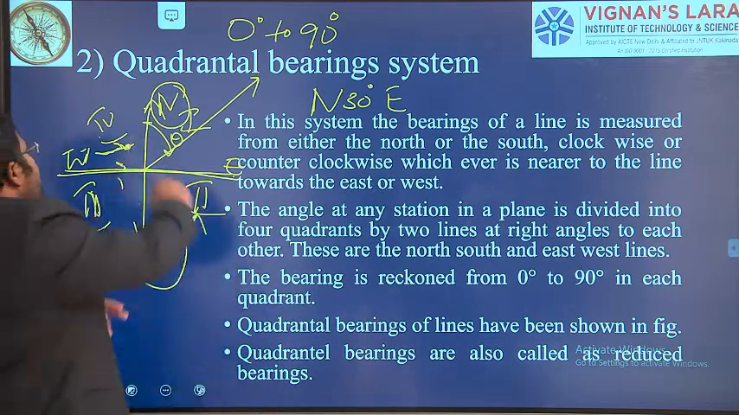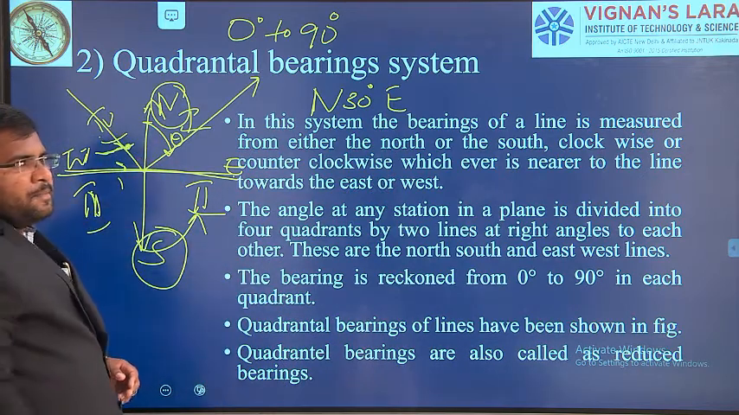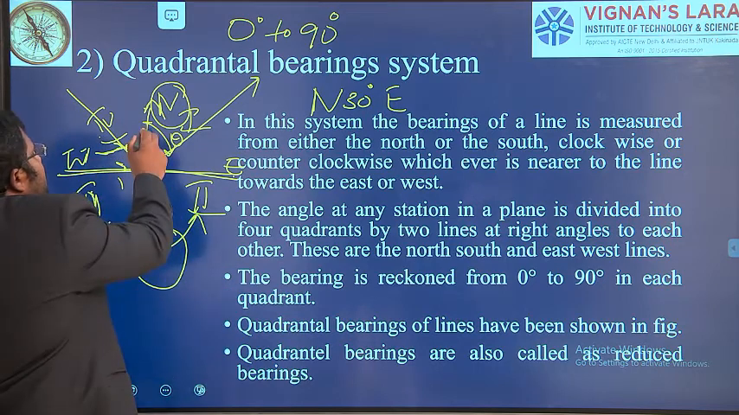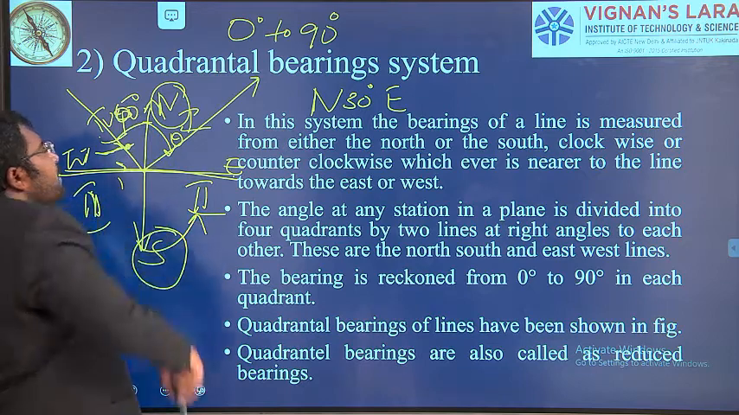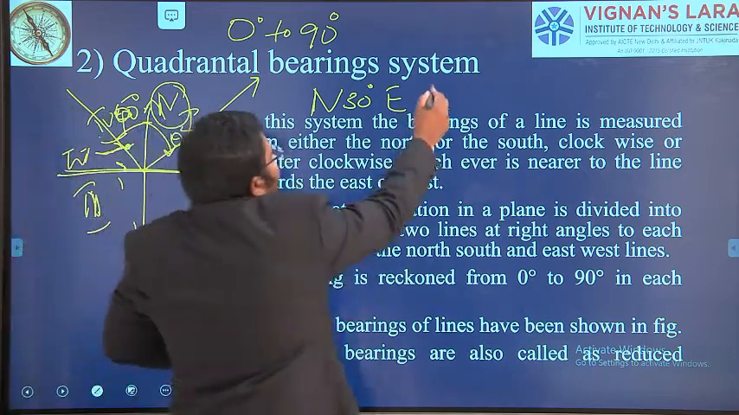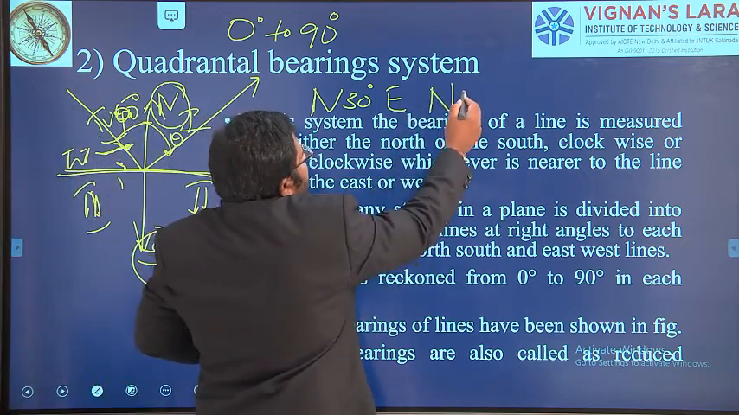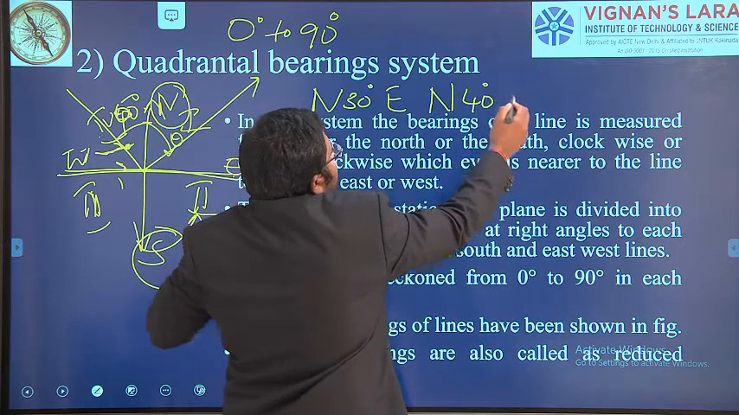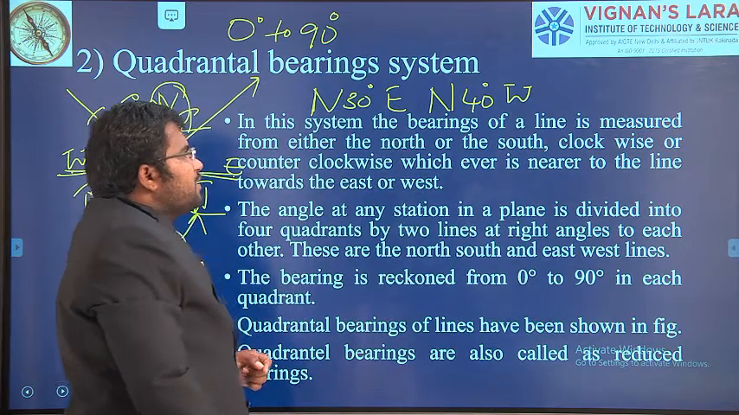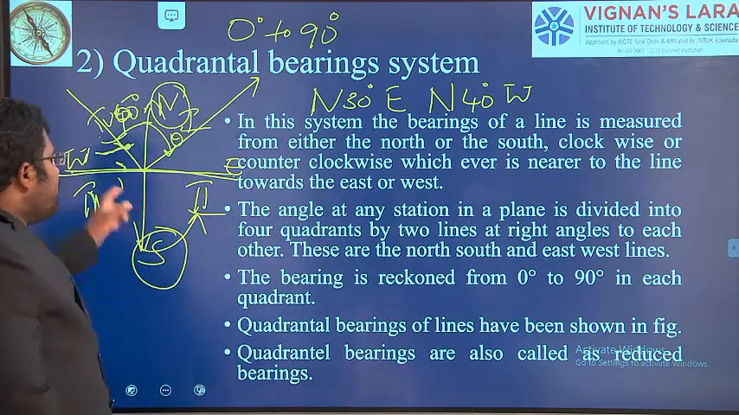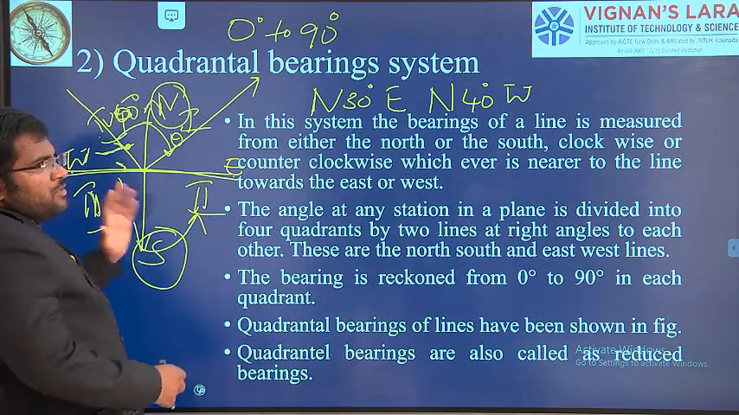Now another line is located like this, with an angle of some, say, 40 degrees. Now how are we going to represent this angle? North 40 degrees towards which direction? West, northwest.